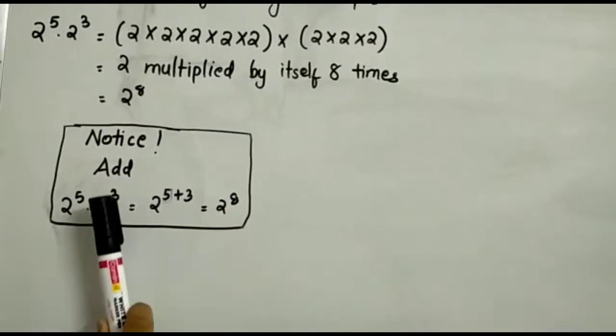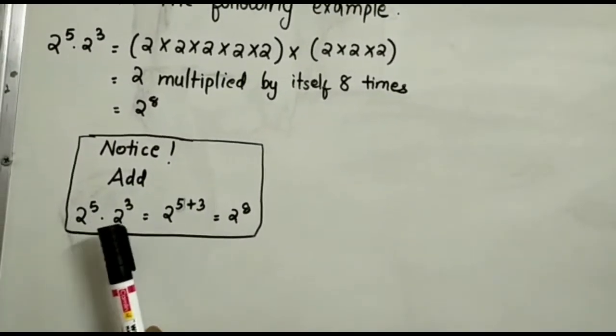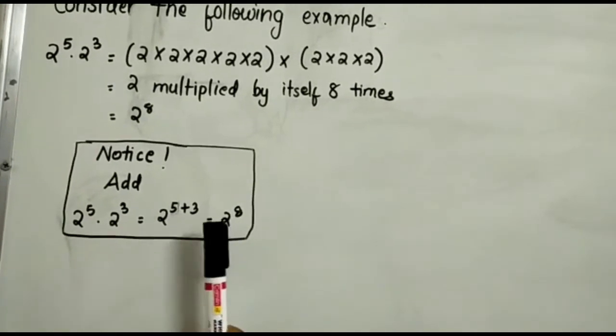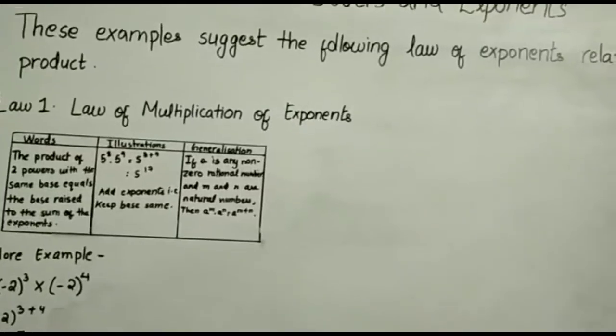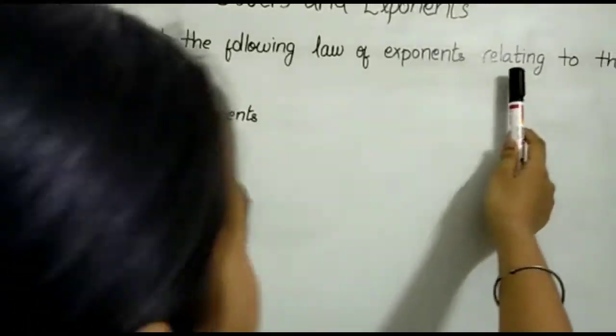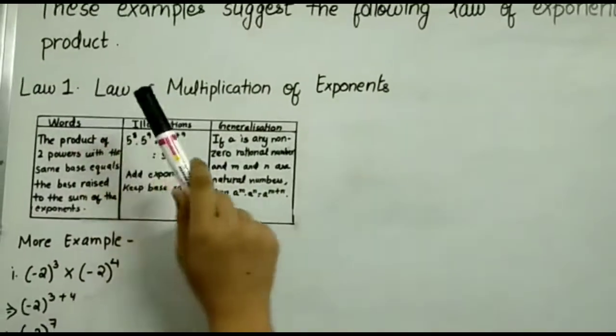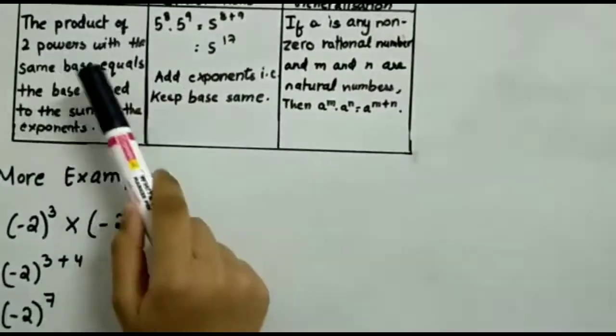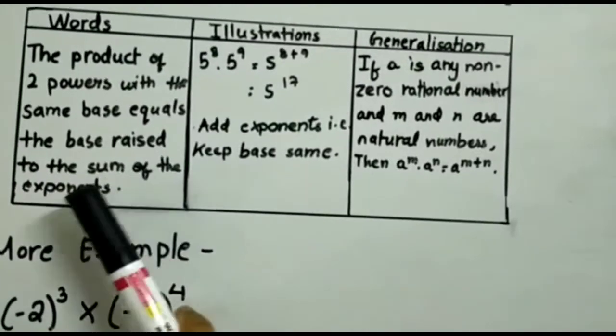So you can also add this way. 2 to the power 5 into 2 to the power 3 equals 2 to the power 5 plus 3 equals 2 to the power 8. This example suggests the following law of exponents relating to their product. Law 1. Law of multiplication of exponents. Words. The product of two powers with the same base equals the same base raised to the sum of the exponents.